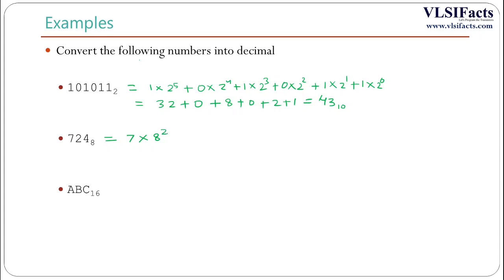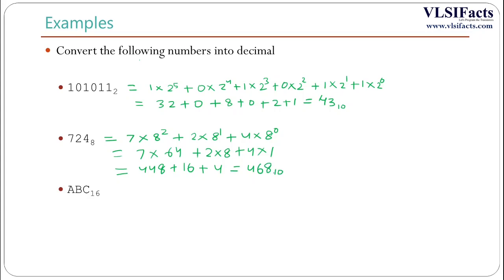So 7 into 8 square plus 2 into 8 to the power 1 plus 4 into 8 to the power 0. So this is 7 into 64 plus 2 into 8 plus 4 into 1, which is 448 plus 16 plus 4, which is equal to 468 in decimal number.